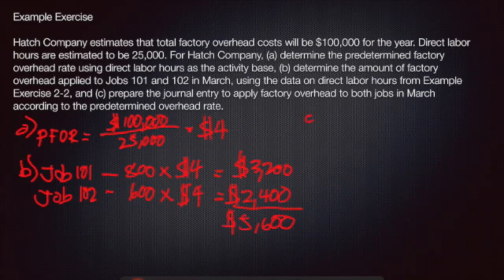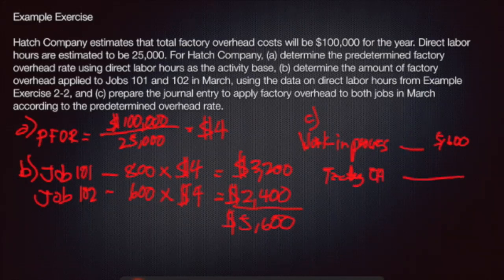Now we prepare the journal entry to apply factory overhead to both jobs in March according to the predetermined overhead rate. So we put work in process in the journal at the debit side at 5,600, and the factory overhead at the credit side, at 5,600.